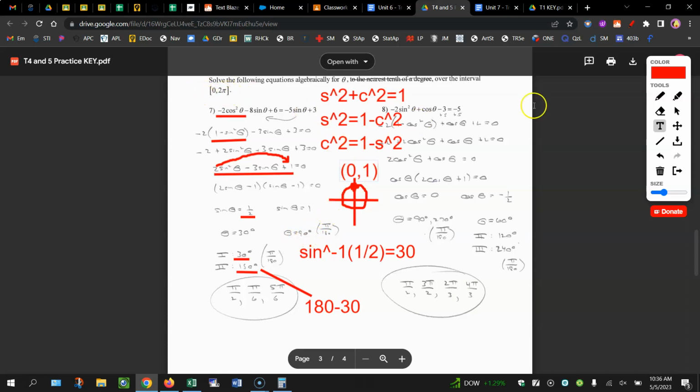The directions say 0 to 2 pi. That tells us we need to convert to radians. So we're just multiplying by pi divided by 180 in each of these to end up with our 3 answers.